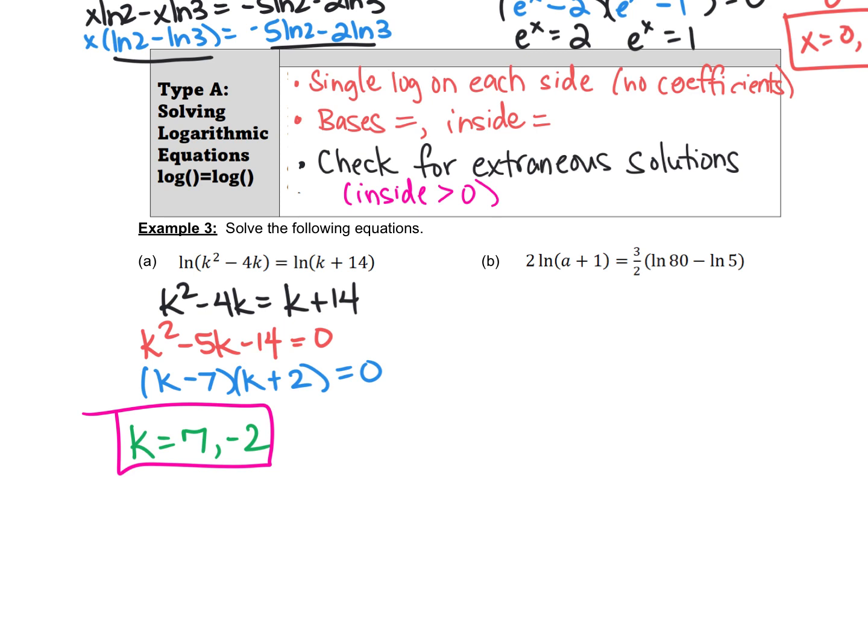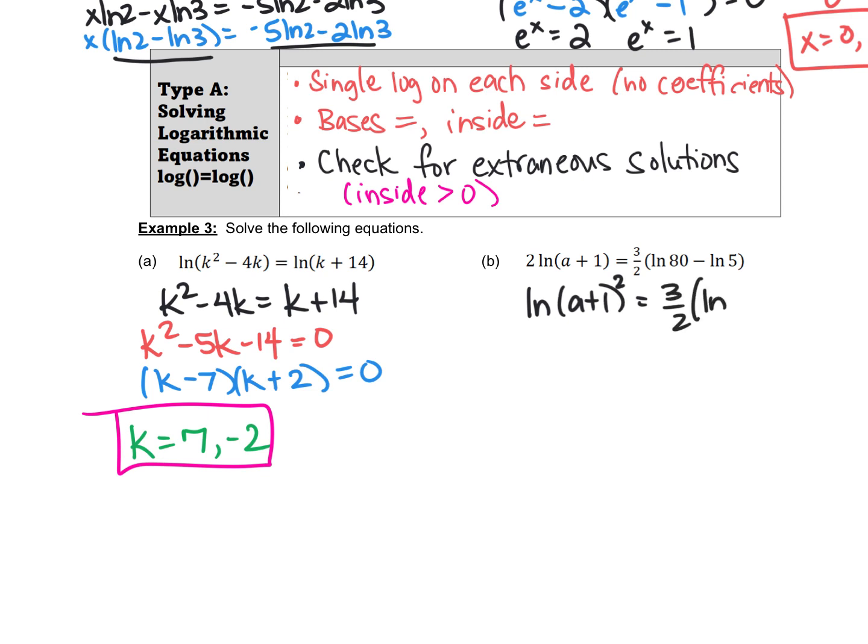Now, let's look at B. B requires a little extra work, because there's a lot going on here. If I could get a single ln on each side, then I might be able to make it a little easier. So on the left, all I can really do is bring that exponent up. So I have a plus 1 to the second, right? On the other side, I'm going to do what's in parentheses first.